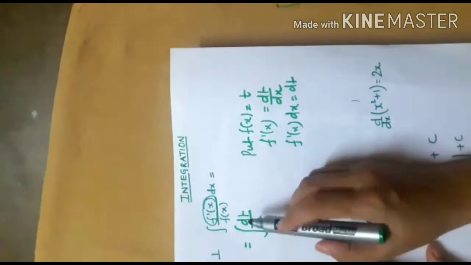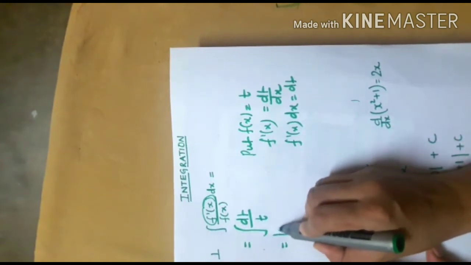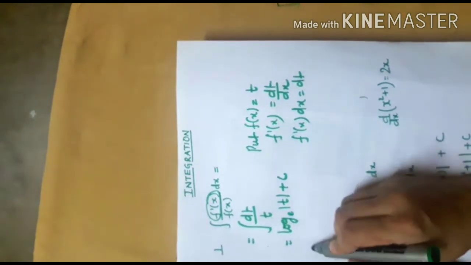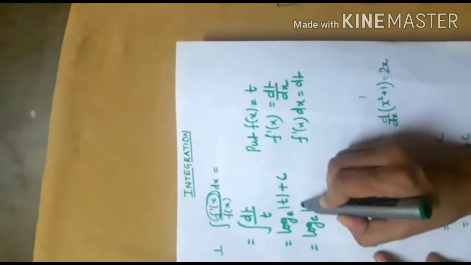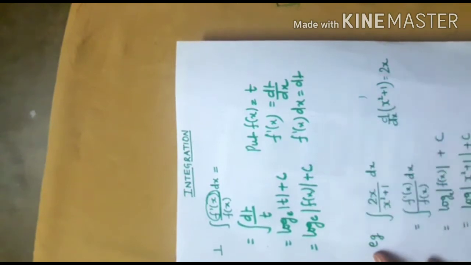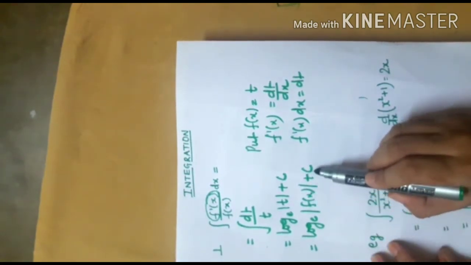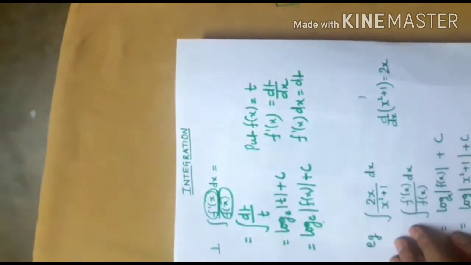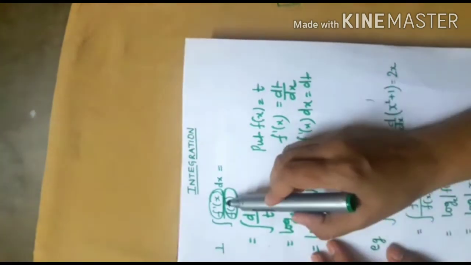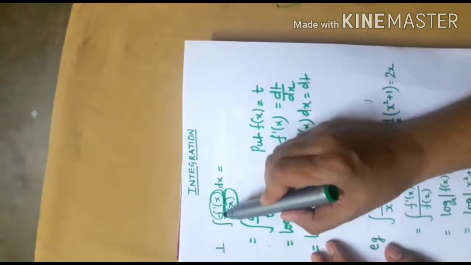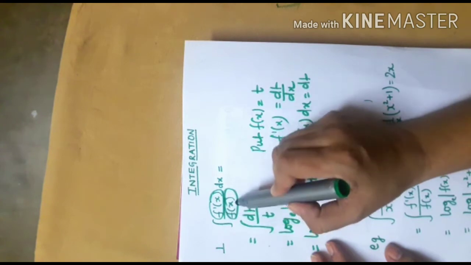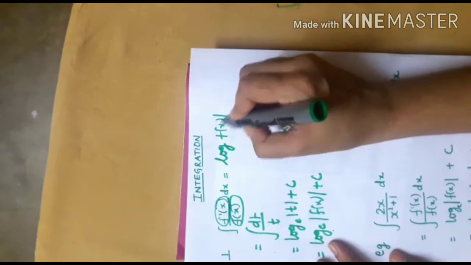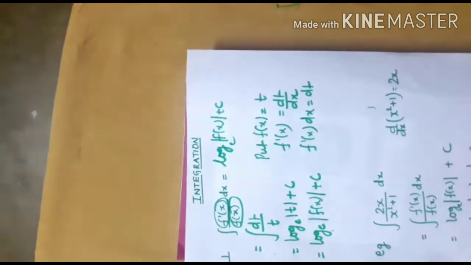Now what is the integral of dt over t? It is log t plus c. And what was t? It is f x. So it's log f x plus c, or I can say it is log of the denominator. So whenever the integrand is of this form, f dash x over f x, then the integral is log of denominator plus c.